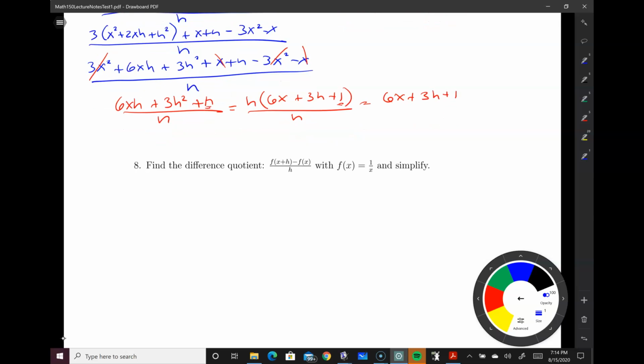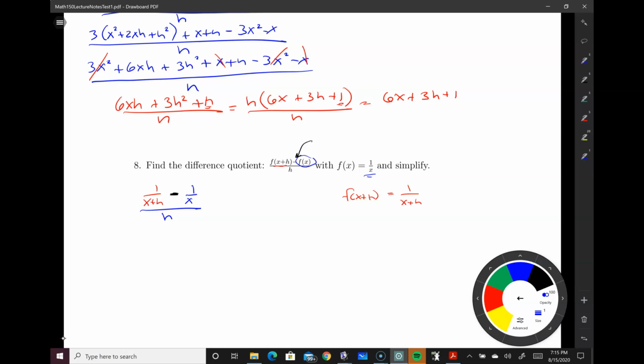So let's do one last type with a very different kind of function. So 1 over x, you know, will be this. So let's talk about what f of x plus h would be in this case. That's going to be 1 over x plus h. So this here gives me 1 over x plus h. Again, the subtraction sign, right? And then 1 over x all over h.